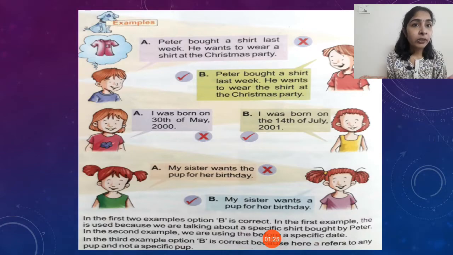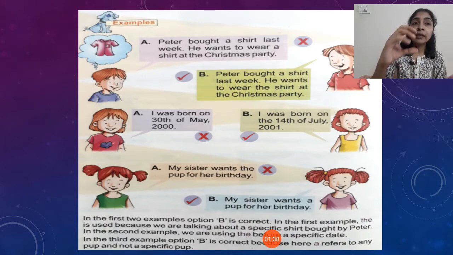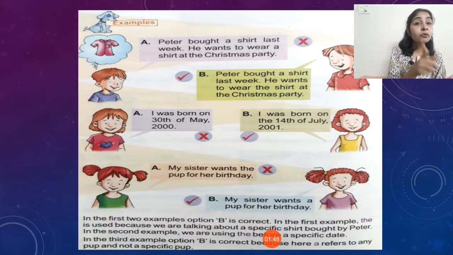Peter bought a shirt last week. He wants to wear a shirt at the Christmas party. Now, is it correct? It is not at all correct, because we are talking about a shirt in the first sentence. Now, there the shirt is not a definite one. You want to buy any shirt, okay? But when he wants to wear the same shirt in the party, then it has become definite now. So it is wrong there. In the second sentence, we will put the in place of a. He wants to wear the shirt at the Christmas party. Okay, the one he bought, he will wear for the Christmas party.